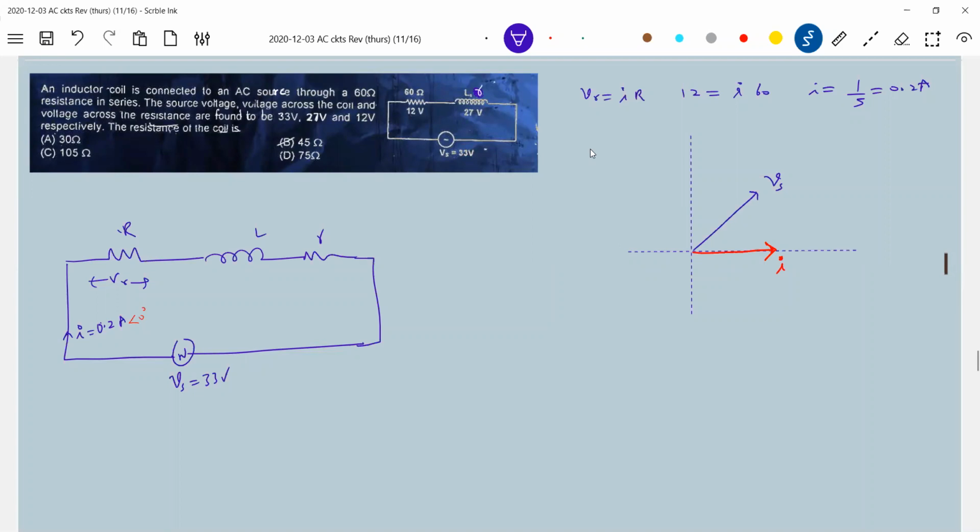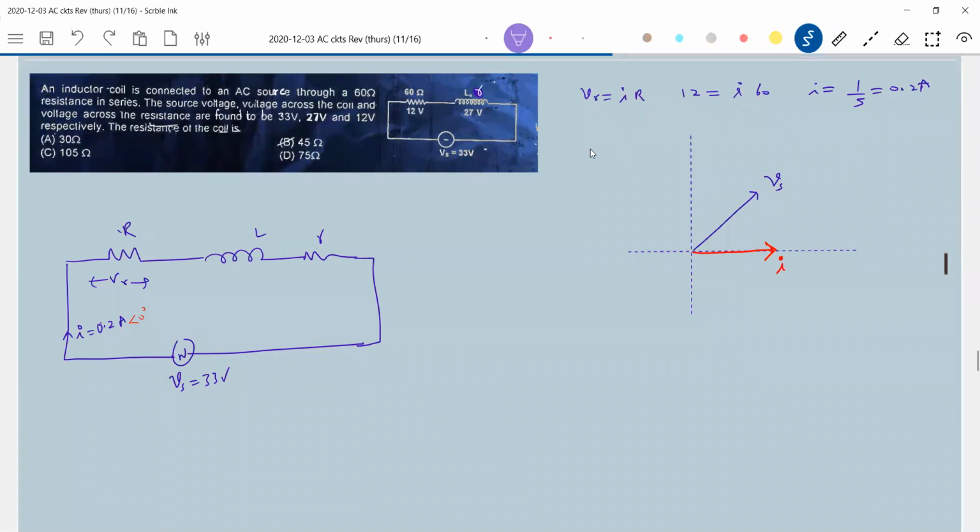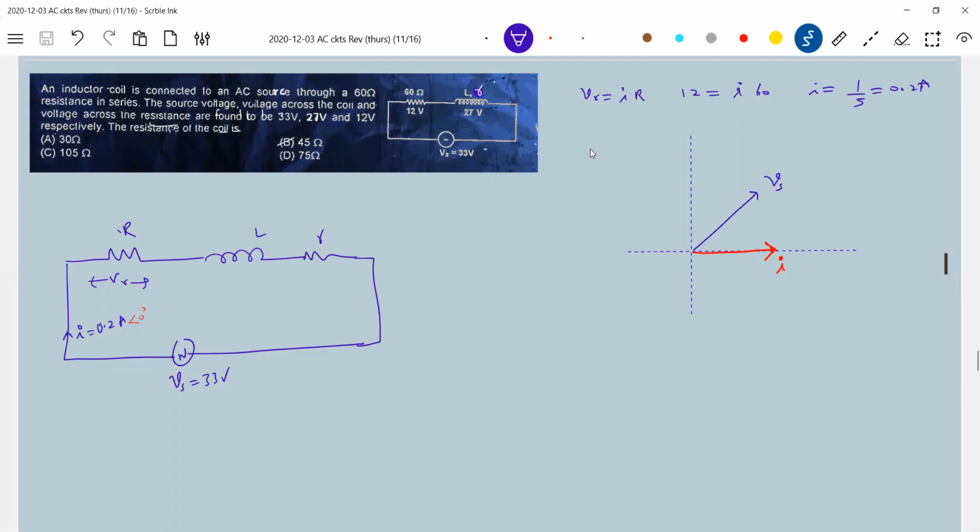This is overall the conditions I'm putting. What about the drop across the coil? We know this Vs, we know the current, and we know that 27 volt. What is the 27 volt? It is a vector sum of the drop across the coil plus the drop across the resistance.